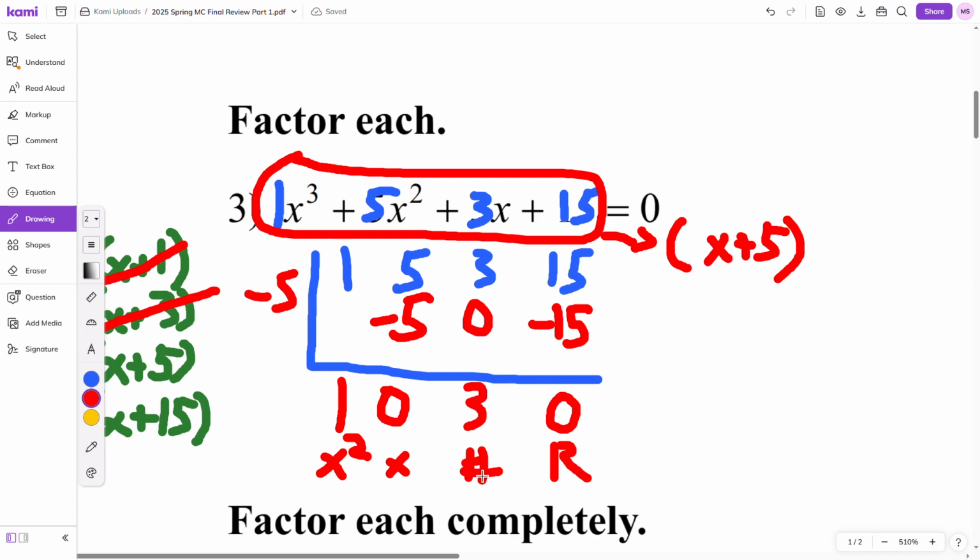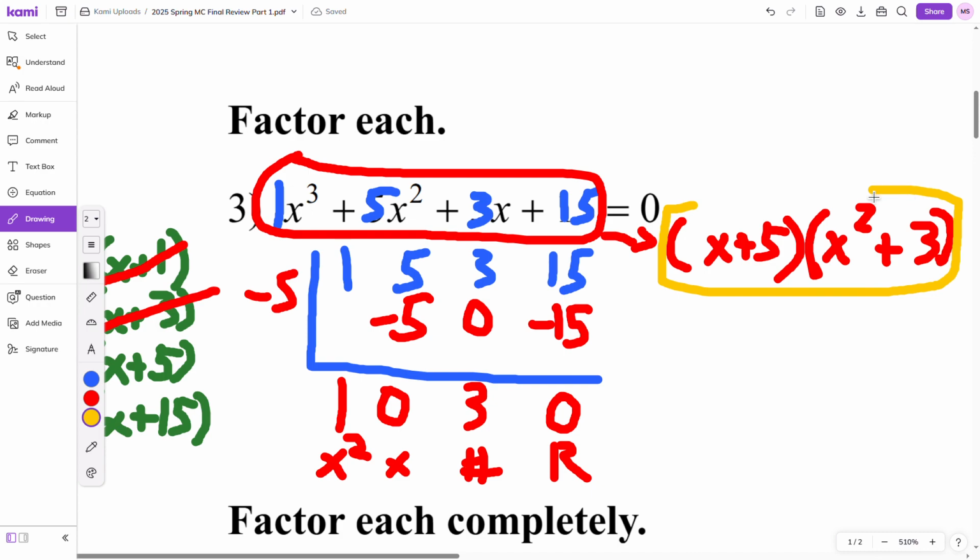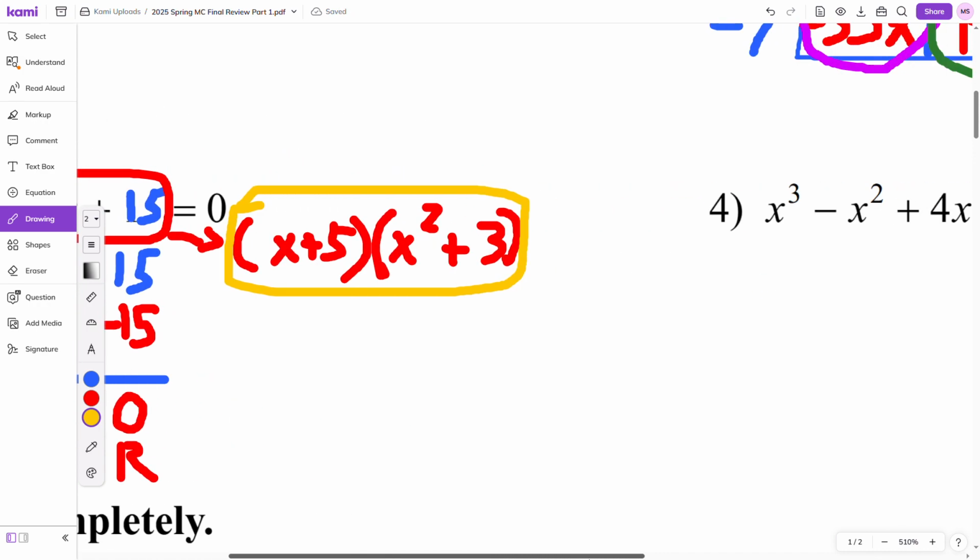So no remainder. Constant is 3. No x, and we have an x squared. So that means that this looks like this: x squared plus 3. And that's the factor. Now, I could factor that if you want imaginaries. I don't. So I'm done. But if you did want imaginaries, it would be x plus 3i times x minus 3i. And that is it.